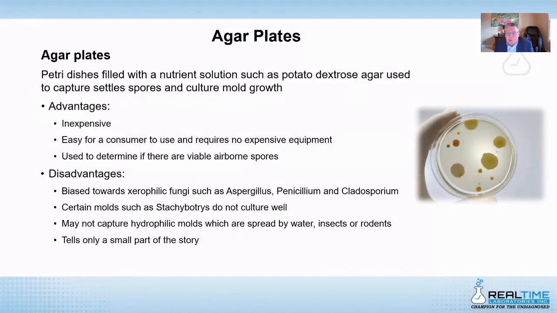Agar plates. We're seeing more and more agar plates being used, and typically these agar plates, they're going to be filled with like a potato dextrose or sugar of some sort, which will allow for rapid growth of molds. Their advantages are they're extremely inexpensive. You can pick them up at any of your big box home improvement stores, and they're pretty easy for a consumer to use. It doesn't require any expensive equipment. And agar plates are good, or they should be used if you're trying to determine if we have viable molds or living spores that can grow. That's really the strong suit.